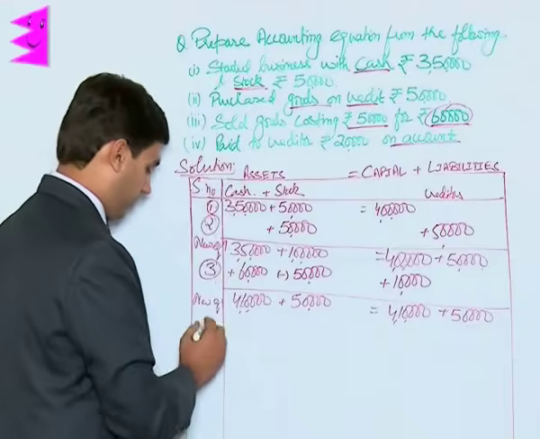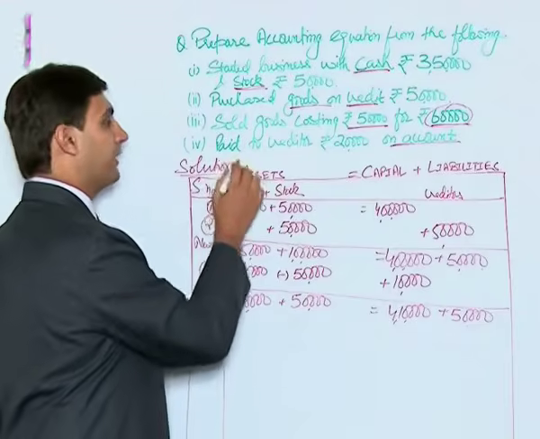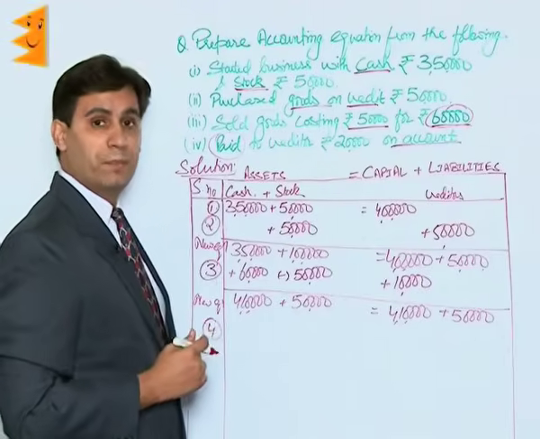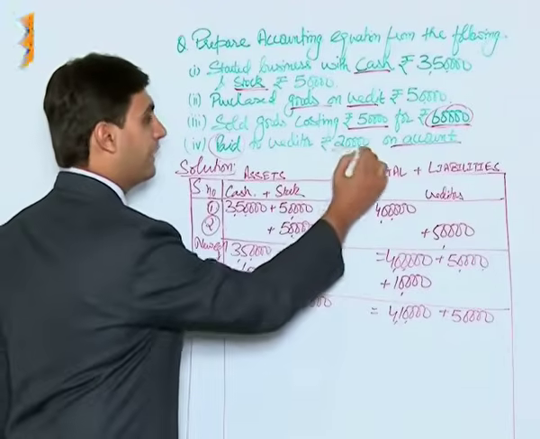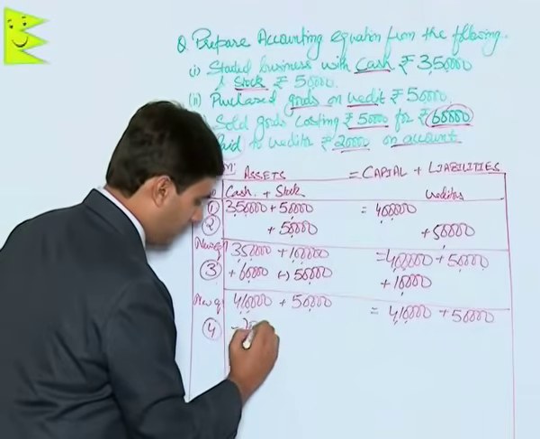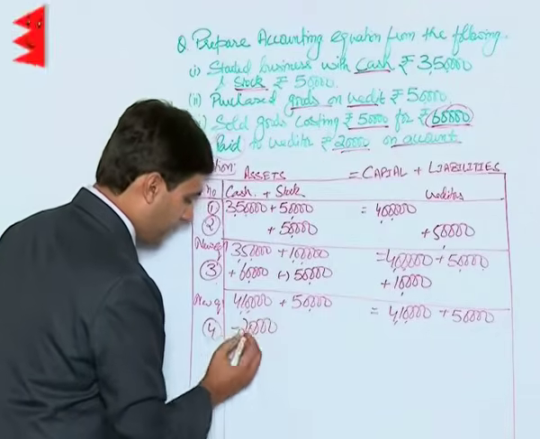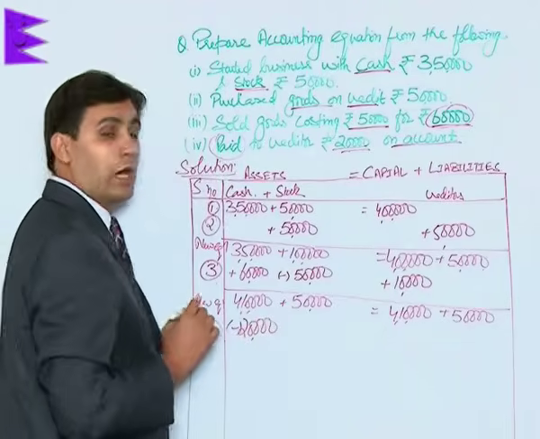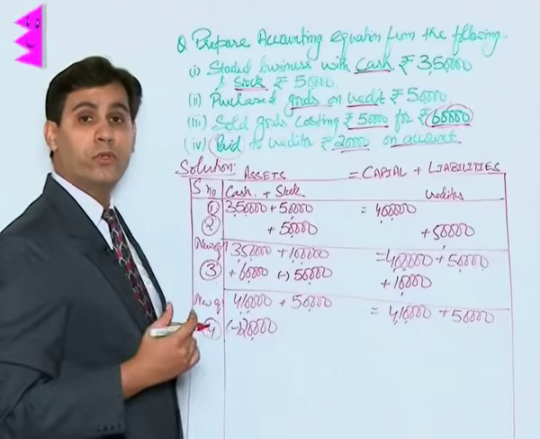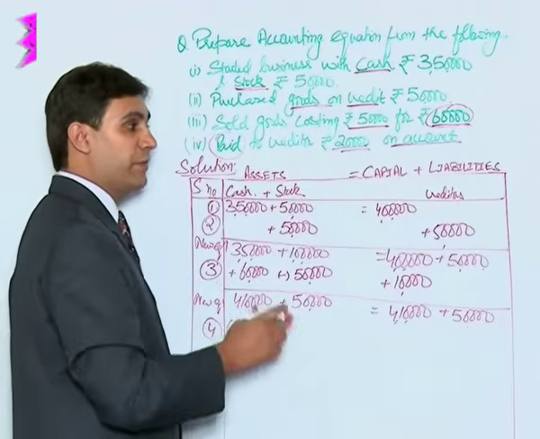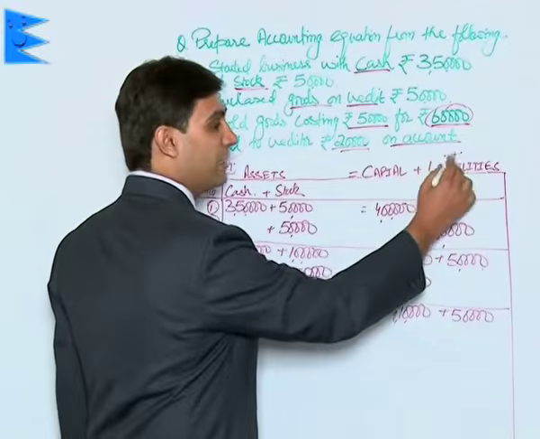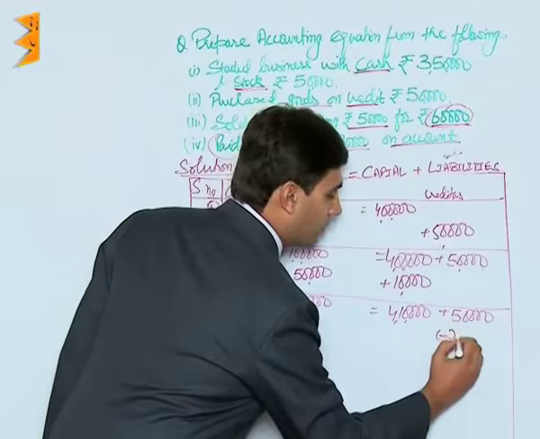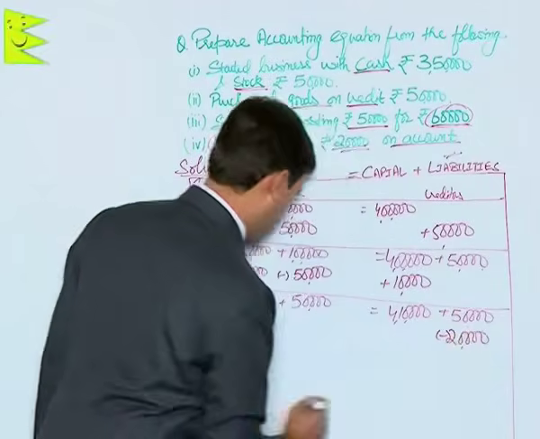Now the last transaction, paid to creditor. Paid to creditor means that payment has been made, and obviously payment would be made in cash. So we will deduct 20,000 rupees from cash. Now this payment has been made to creditors. Since this payment has been made to creditors, that means our liabilities would be reduced by rupees 20,000. So deduct 20,000 rupees from the liability column as well.